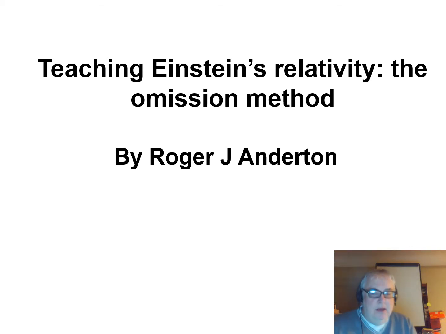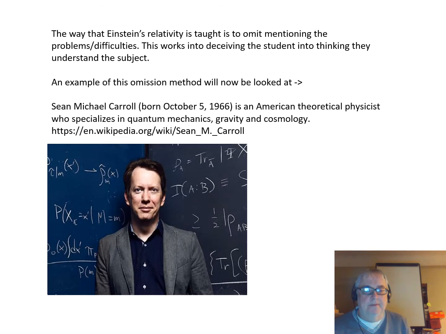So dealing now with the omission method of teaching relativity. The way that Einstein's relativity is taught is to omit mention problems and difficulties whenever possible. This works into deceiving the student into thinking they understand the subject when they don't. An example of this omission method will now be looked at.